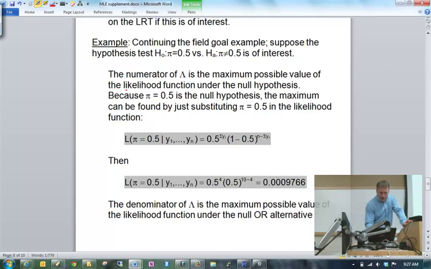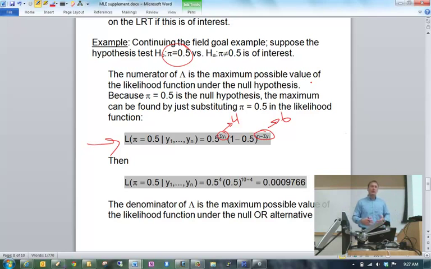So the numerator says, let's suppose that H0 is true. What's the maximum possible value of that likelihood function? Well, so I've written out my likelihood function here, assuming H0 is true. So wherever I saw a pi before, now I have a 0.5. And remember how I have the sum of the y's, the number of successes, and also I have n minus the sum of the y's, the number of failures in the likelihood function for what we saw before. If you remember, this was equal to 4, and this was equal to 6. So the maximum possible value of my likelihood function, if H0 is true, is very simple to find here. It's 0.0009766.